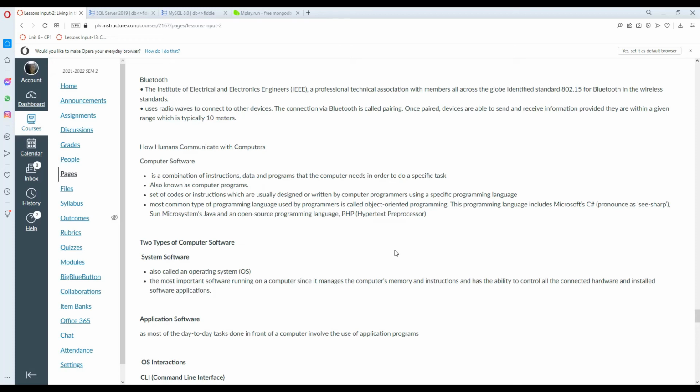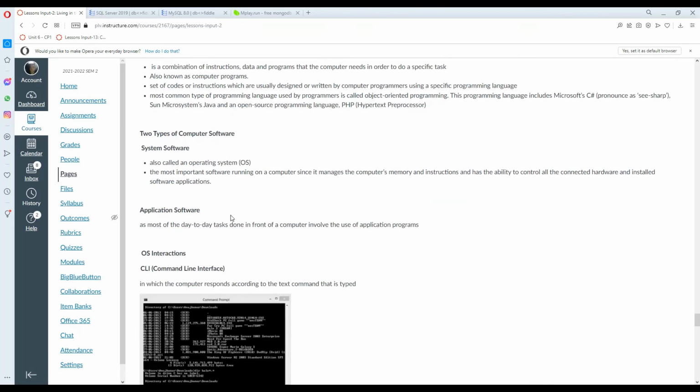It includes C Sharp, Sun Microsystems Java, and PHP. Two types of computer software. We have system software, also called an OS. The most important software running on a computer since it manages the computer's memory and instructions and having the ability to control all the connected hardware and installed software.